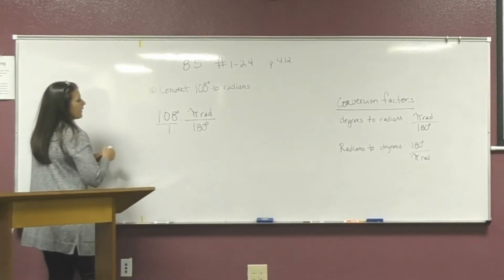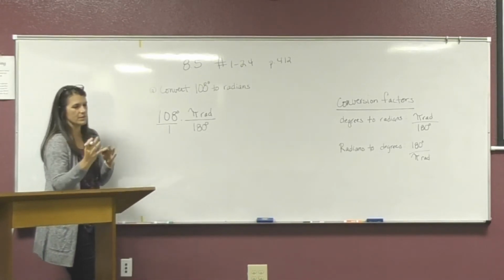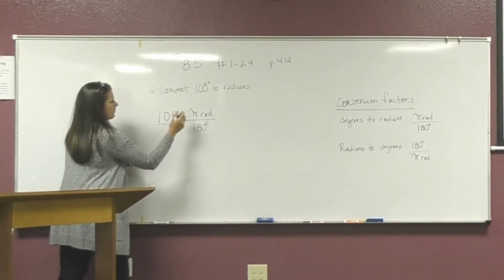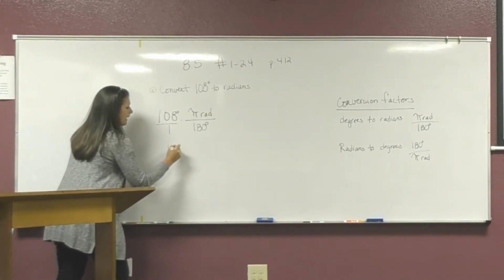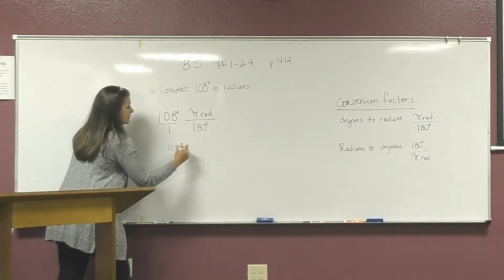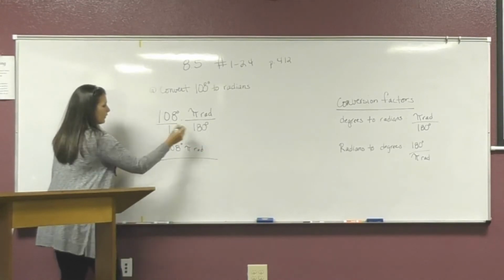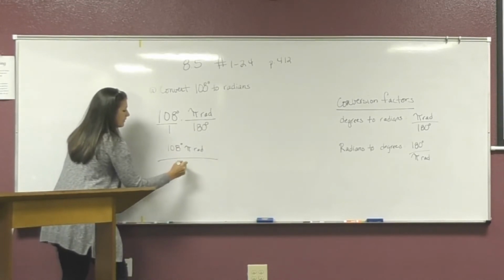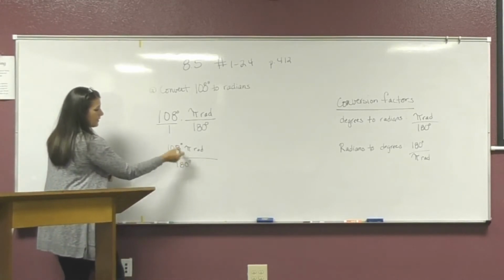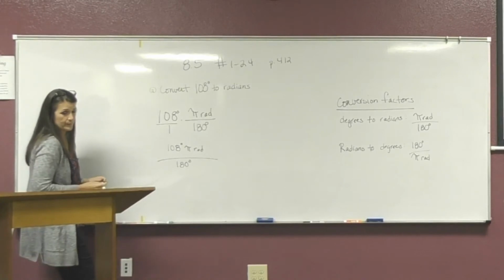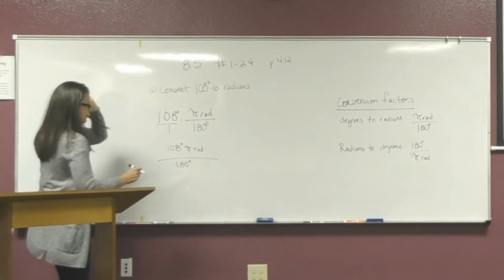So let me put everything together. This isn't how you're going to do it, I know. But if I were to just multiply these, I would have 108 degrees times pi radians over 180 degrees. Your calculator can do this reducing for you. What is that reduced here? 3/5.